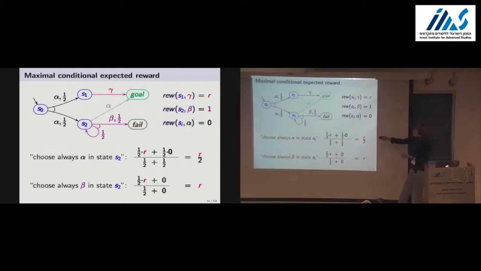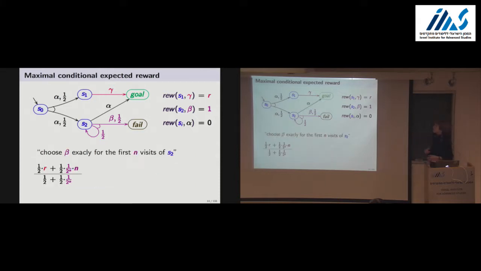Now let's look at the other alternative. In state S2, we take action beta forever, and we ignore the alpha action. Then the probability to reach goal is simply 1/2. We only have this successful path S0, S1, goal. Its reward is R, so in the numerator we have R/2, and in the denominator we have 1/2, so altogether we get a better result if R is positive. So action beta is better than alpha. But this is not the best we can do.